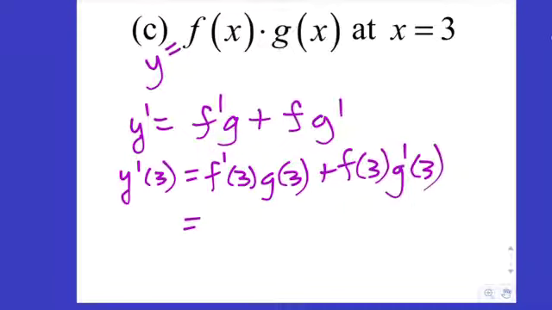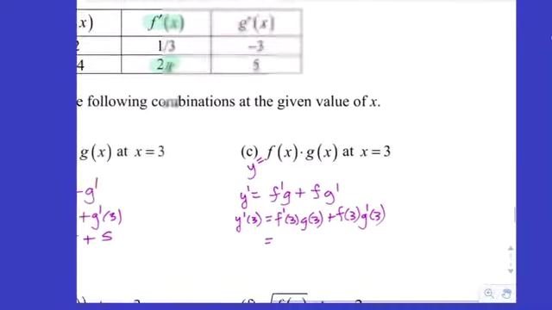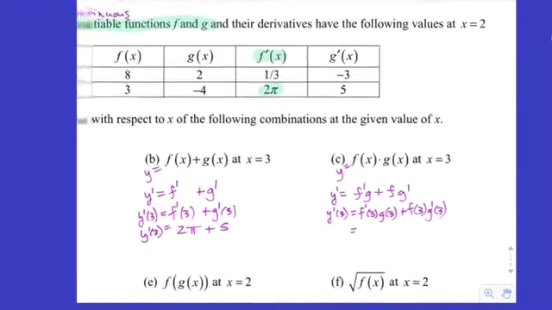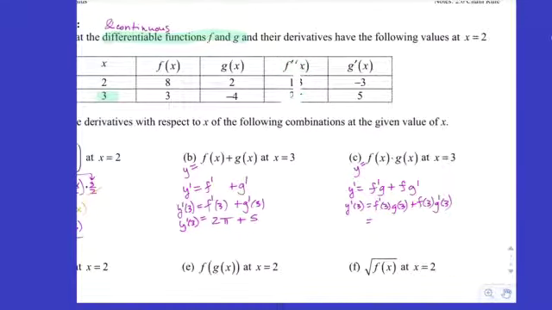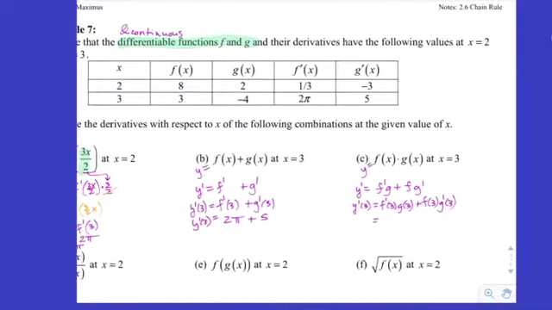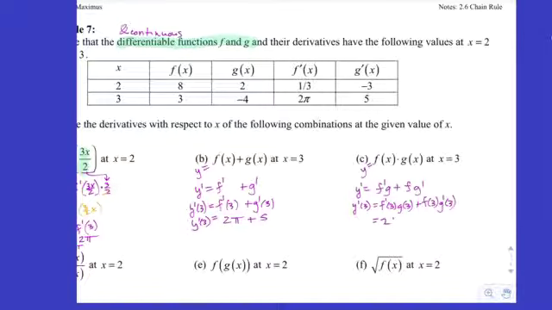And now we pull in those values from the chart table. Should we finish it, or is this an easy part? It's not fun to do this with iPads, because now you get tunnel vision. You've got to zoom out and zoom in, and then your thumb muscle starts hurting from all the pinch zooming. All right, g of 3 is -4, plus f of 3 is 3, g prime of 3.